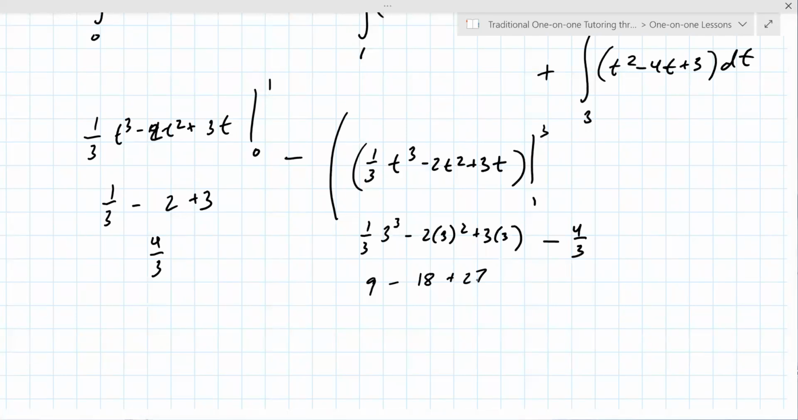Is it 0? It's 9 minus 18 plus 27. Did you get to that point? 27. Oh, I'm sorry, this is wrong. It's 9. Yes. Okay. So that part is 0 minus 4/3, but then there's a negative out in front, so it's plus 4/3. A lot of signs to keep track of.